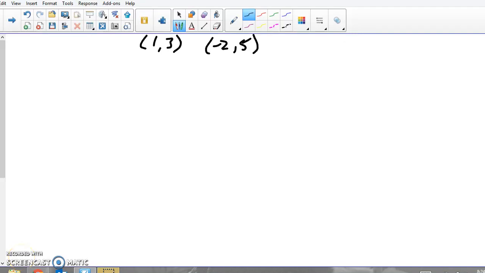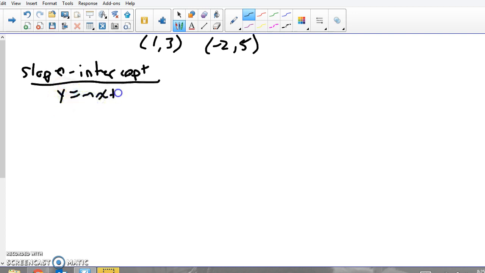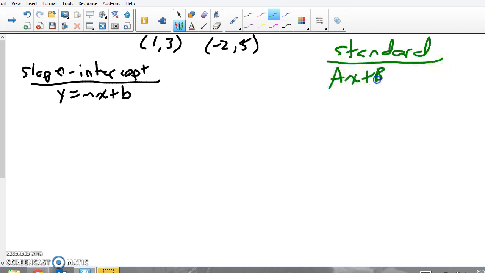So we have 2 points here, and it asks us to find the equation in standard form. Now remember, the two forms we have are slope-intercept, which is y equals mx plus b. Then you have standard, which is what we need, which is ax plus by equals c, and there are no fractions in this at all. Okay, no fractions.